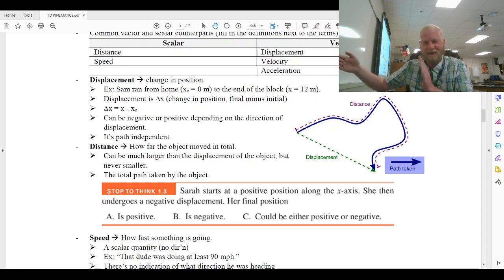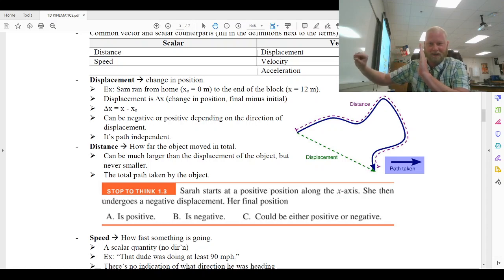Now, do they give us enough information to even determine what her final position is? We don't know where along the positive x-axis she started, and we don't know the size of that negative displacement, right? So her position could be positive or it could be negative. So again, if this is a 0 point, let's say Sarah starts here at this positive position, and she undergoes just a small negative displacement. Well, she's still on the positive position side of your 0 point. So she could be positive position.